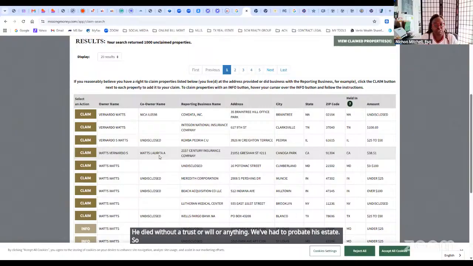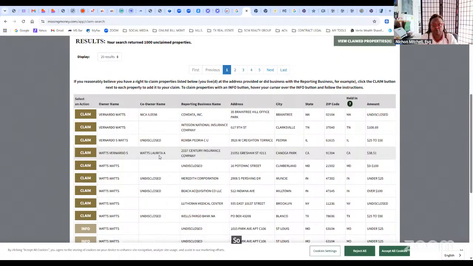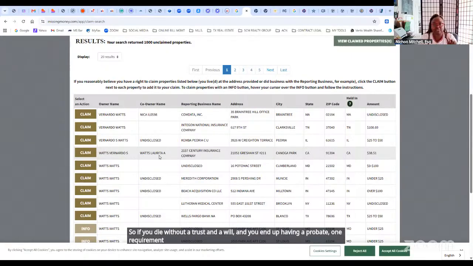So this is the other reason why you need to know this information that I'm telling you about unclaimed property. Because if you ever end up having to probate because you didn't have me do your trust or your will, so if you die without a trust and a will and you end up having a probate, one requirement is that you check these sites and make sure that whoever the deceased person is, you have gotten any money from unclaimed property. That's one requirement before you close the estate. That's a requirement in many states.